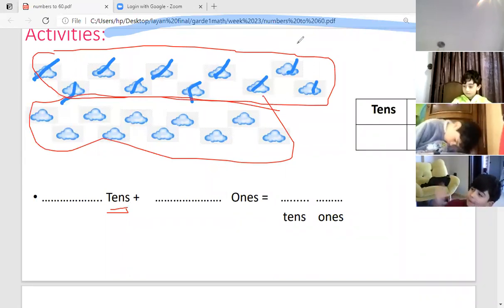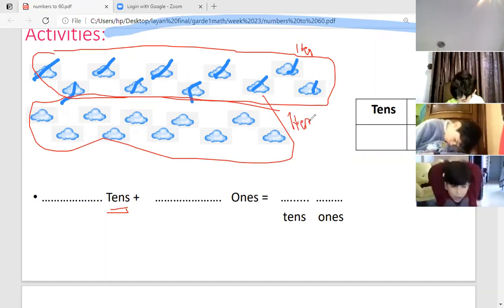So this is the first one, 10, and this is one ten. So how many tens do I have? Two. Excellent. Try two. Yalla, Ali. Write two tens. Write here two. Yalla.